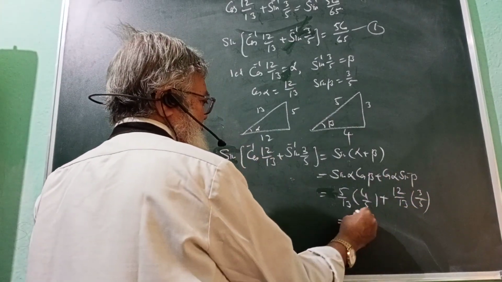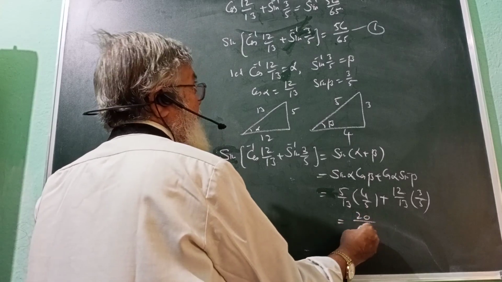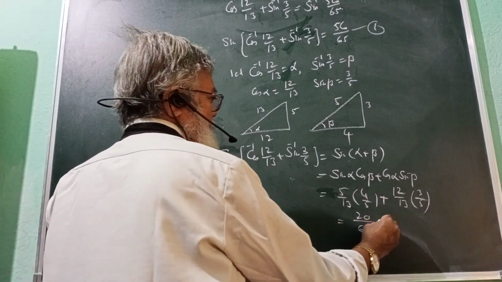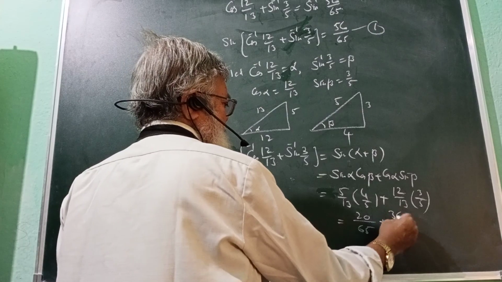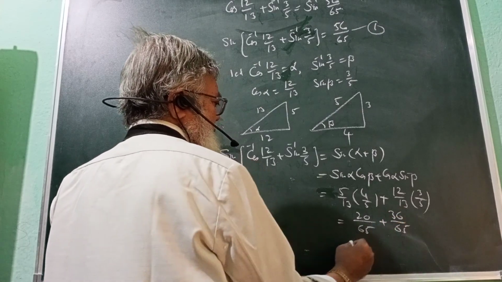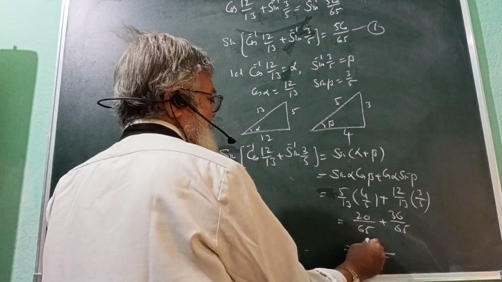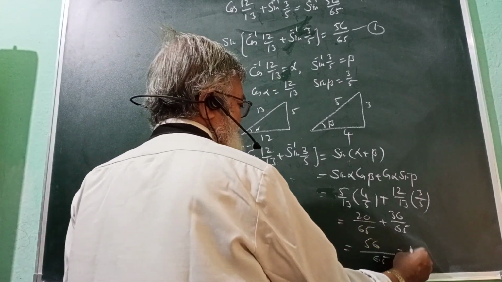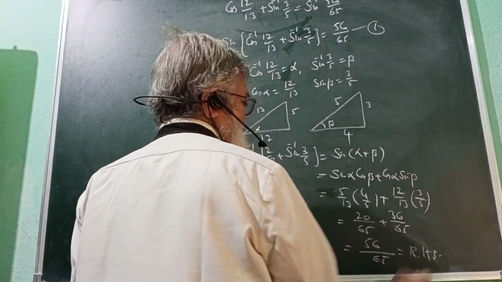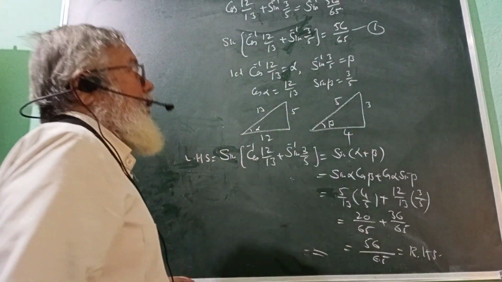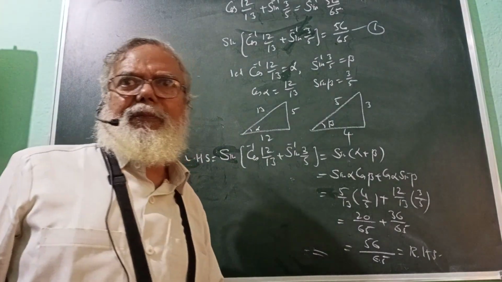Now you see here it is multiplied. It is 20 by 65 plus 36 by 65. Add them, that is nothing but 56 by 65, which is the right hand side of the given problem, which proves the given problem.